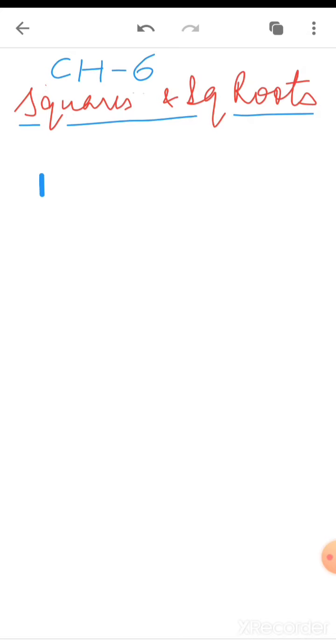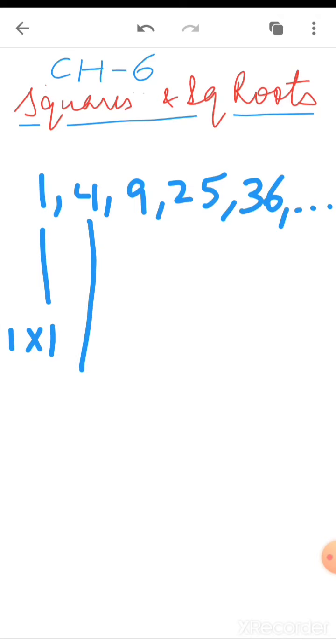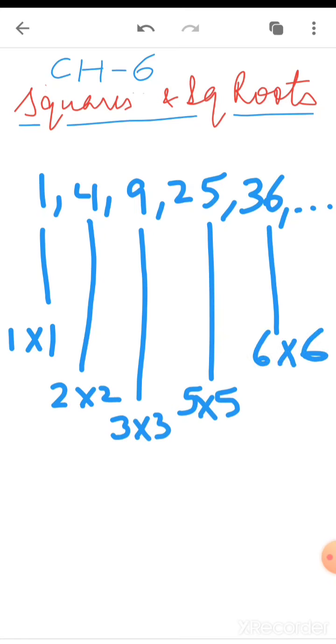Now, observe these numbers. 1, 4, 9, 25, 36 and so on. Just observe these numbers. 1 is obtained by multiplying 1 with 1. 4 is obtained by multiplying 2 with 2. We get 9 by multiplying 3 with 3. We get 25 by multiplying 5 with 5. And 36 by multiplying 6 with 6 and so on.